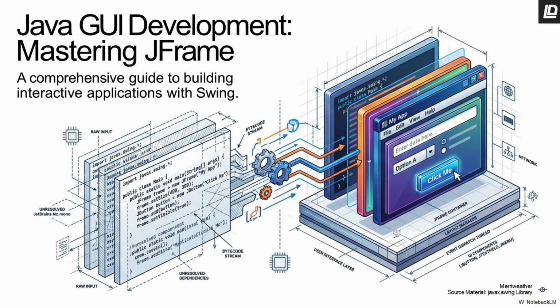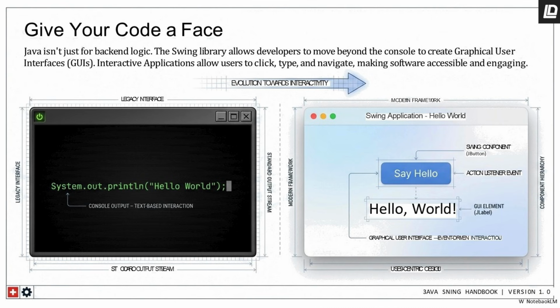Hi everyone, welcome to this detailed tutorial on Java GUI programming using JFrame. If you're a student learning Java and want to move beyond console applications, this video is for you. Today, we'll learn how to create interactive windows, add components like buttons, labels, and text fields, and even build a simple login form. By the end of this video, you'll be able to create your own GUI applications in Java, step by step. So let's get started.